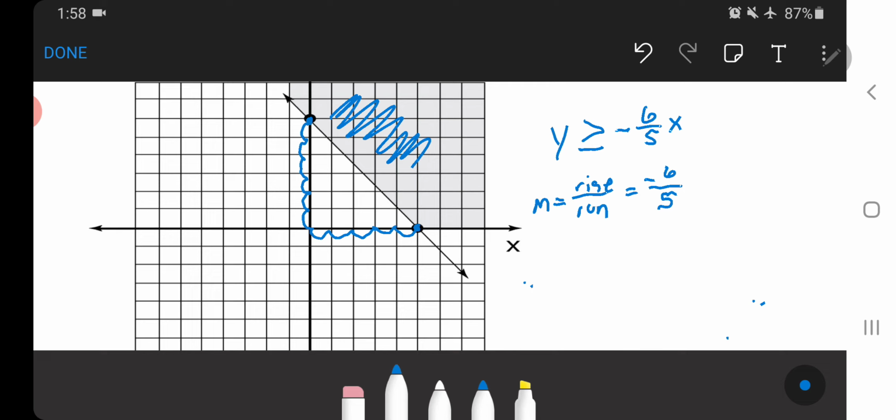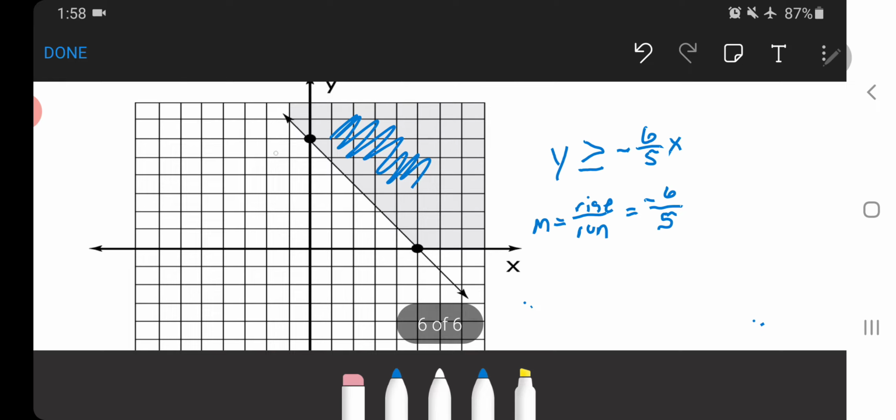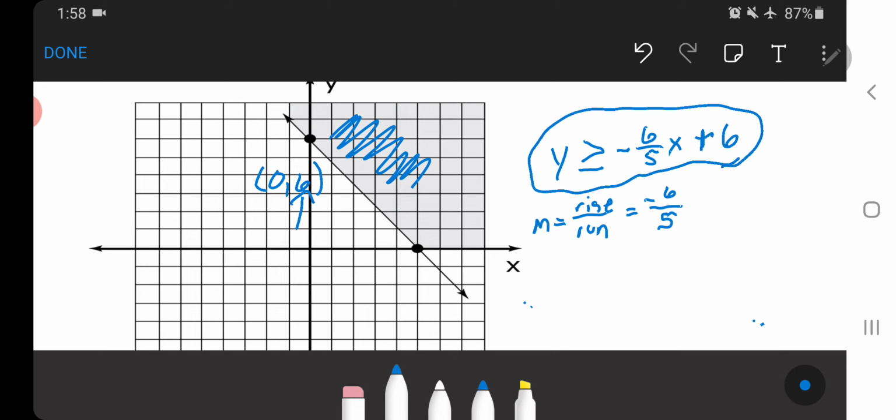Lastly, we need our y-intercept, which we see as, I'm going to get rid of this. 1, 2, 3, 4, 5, 6. Looks like 6. 0, 6 is a point. Of course, that's our y-intercept right there, where x is 0, our y value, so we get plus 6. So there's our equation right there. y is greater than or equal to negative 6 over 5 x plus 6.